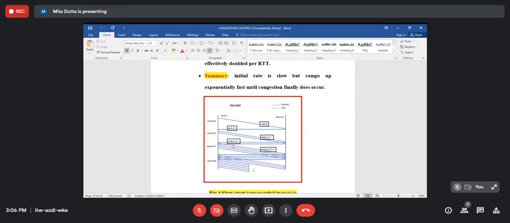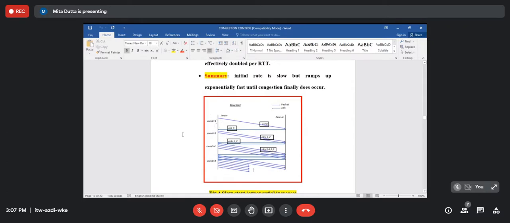At the beginning, that is why we call it slow start, the congestion window is always set to 1, and then we increase the congestion window, and ultimately the increase is exponential in nature in the slow start mechanism.